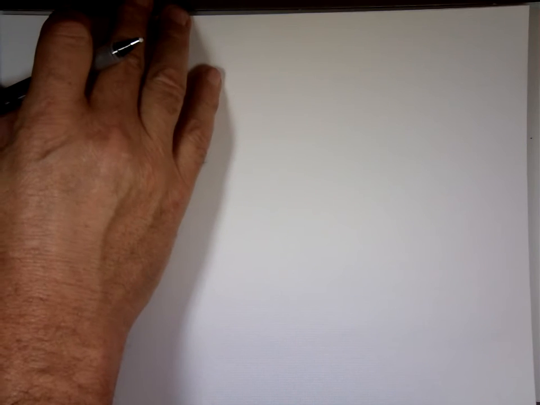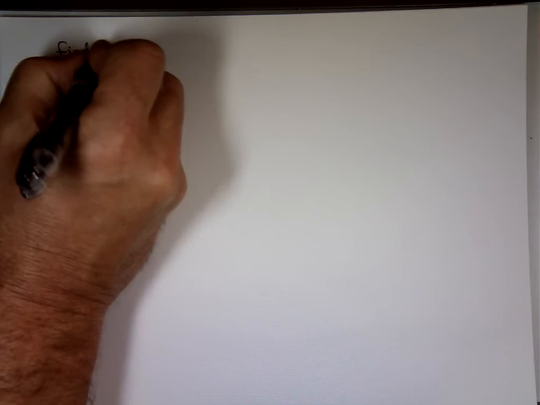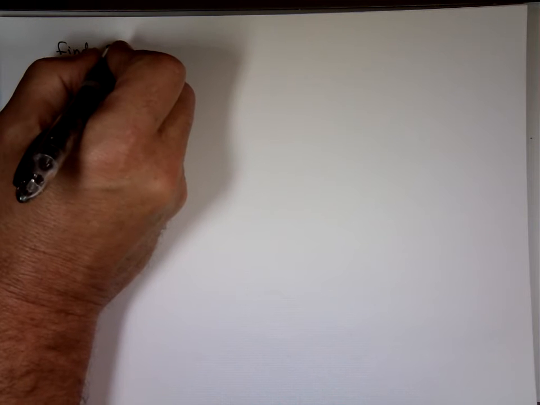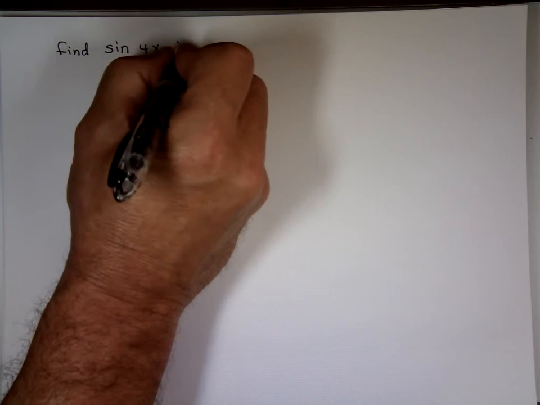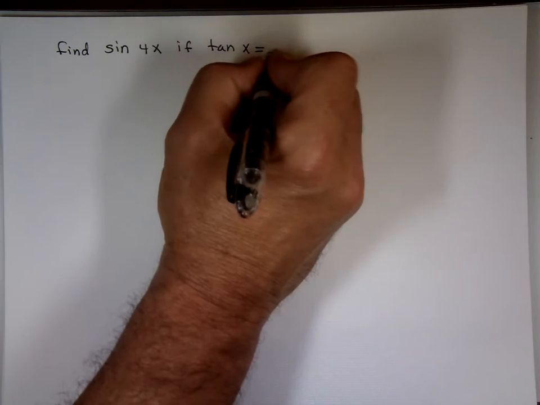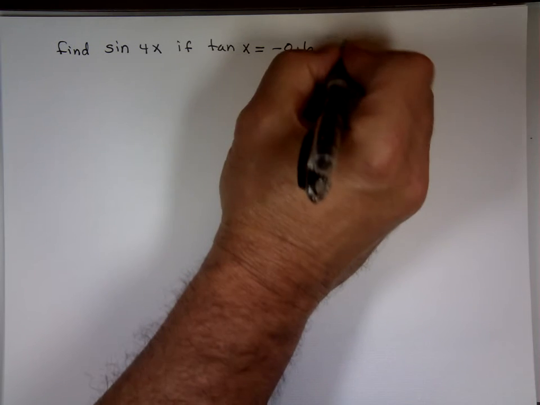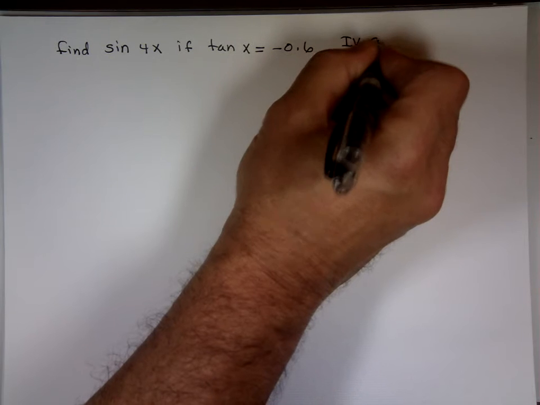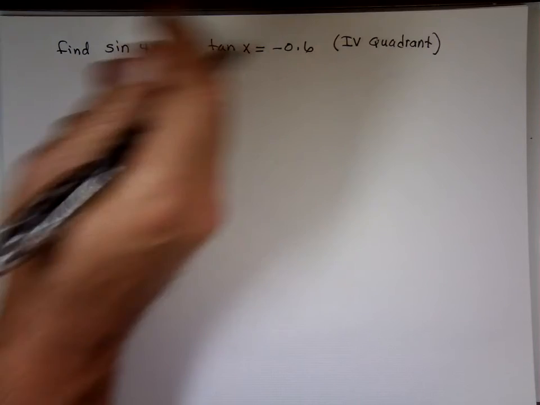Find, ooh, this is not nice. Find sine 4x, not 2x, if tangent x is equal to negative 0.6. Which quadrant? Fourth. So you're in the fourth quadrant. Let's deal with that first.